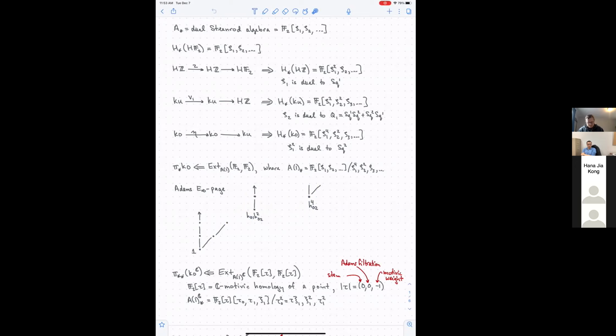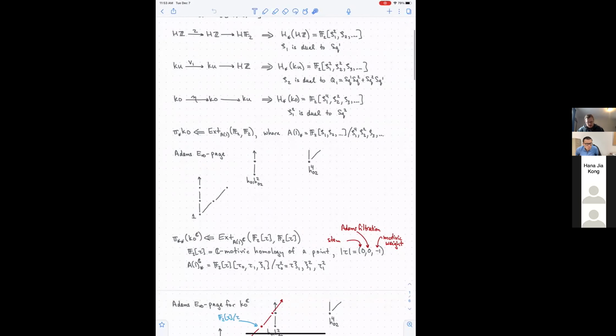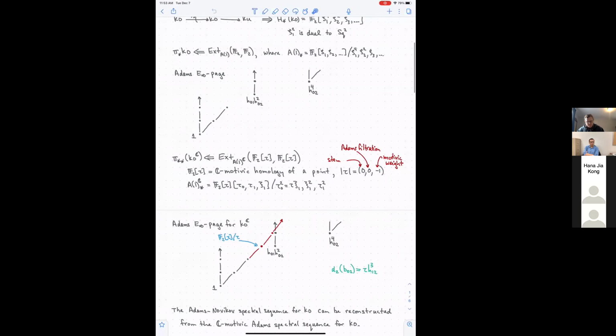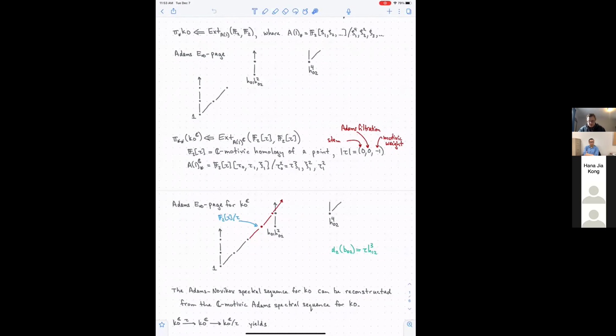Okay, so now the way I think about these things is I am always implicitly thinking about the C-motivic versions of these computations, whether I'm showing it to you or not, because that's what I live and breathe. That's just how I do these things. And in the case of this little ko, there's not too much to say.